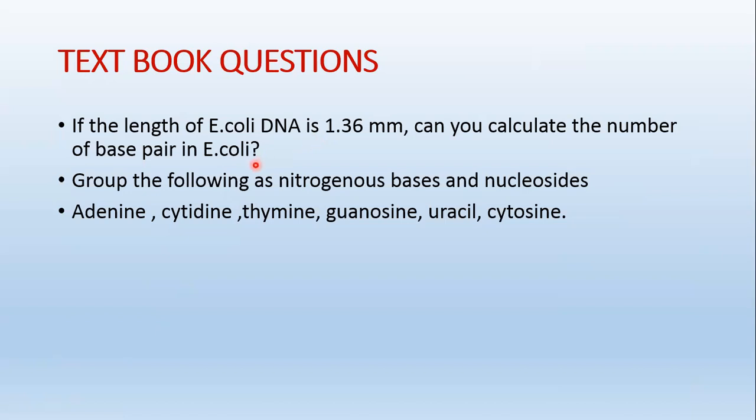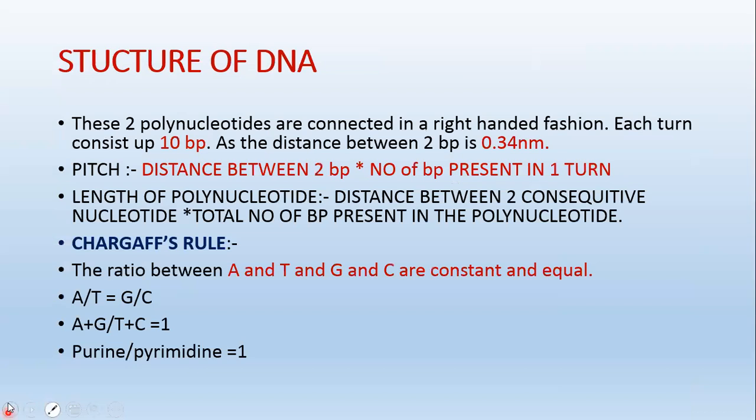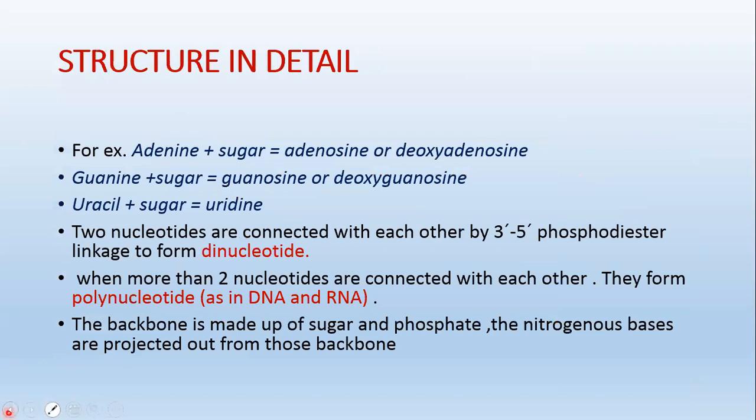And group the following as nitrogenous bases and nucleoside. There is another question. Just have a look how to distinguish which one is nucleoside and which one is nitrogenous base. So what are the nitrogenous base that we have did? Adenine, guanine, uracil, these all are nitrogenous bases. And what is nucleoside? Nucleoside means the nitrogenous base is connected to sugar. So when adenine is connected to sugar, what is the name? Adenosine. In case of RNA. In case of DNA, it will be deoxyadenosine.